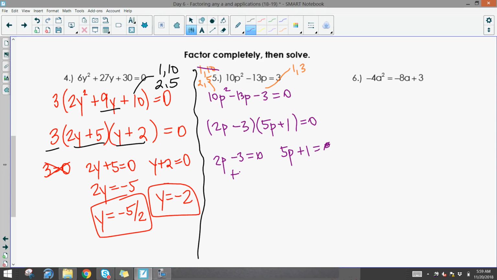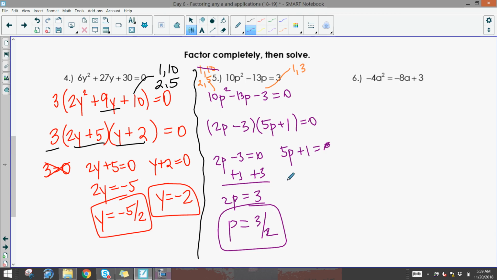We're going to add 3 to both sides and get 2p equals 3. And then divide both sides by 2, and p is 3/2. That's one answer. That should be a 2. And then subtract 1 from both sides here. We get 5p equals -1. Divide by 5, and your other answer is -1/5.